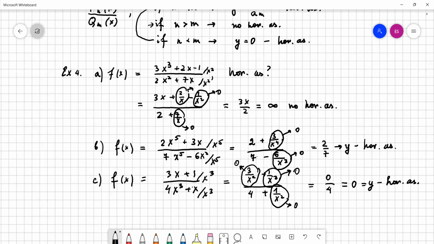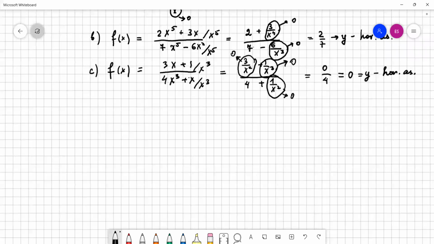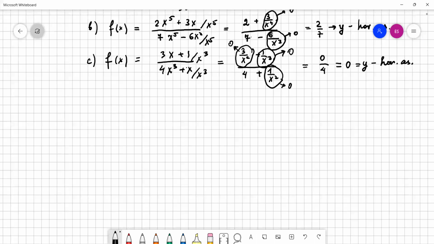Well, now I think we can do a couple of graphs. So first I graph and then you graph. So example number 5, f of x equals 3x squared over 2x squared minus 2.